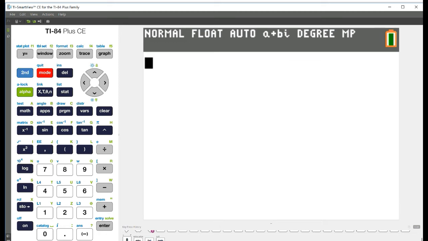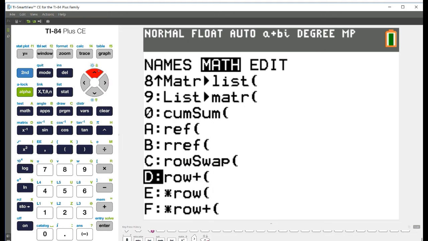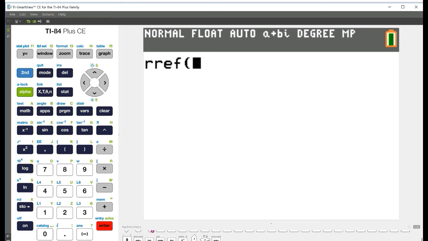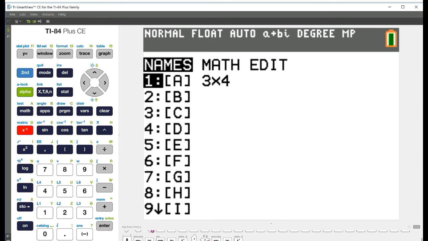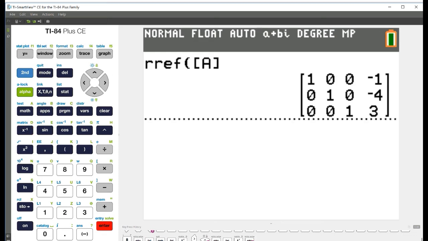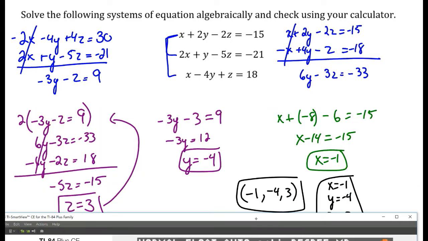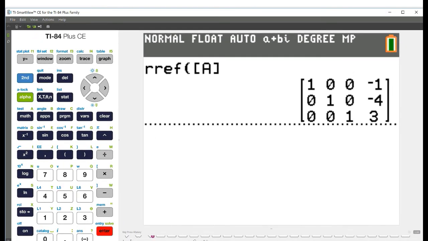So quit out, second quit. I'm going to go back to second matrix, math, scroll down to option B, RREF, the reduced row echelon form of that matrix. Again, you don't have to know what this is, you just need to know how to do it so you can check your work. And then I go back to matrix and I hit matrix A. And it tells me x equals negative 1, y equals negative 4, z equals 3. So this column here tells you x, y, and z. So it does check out.